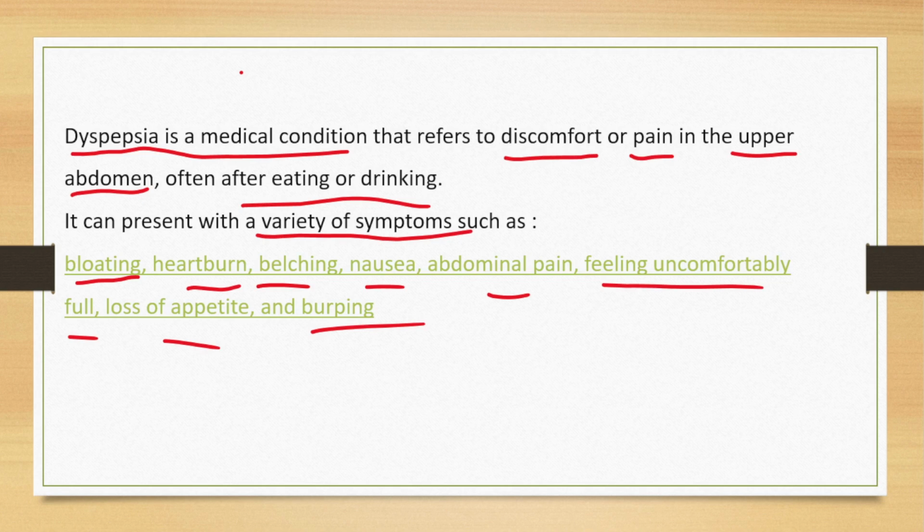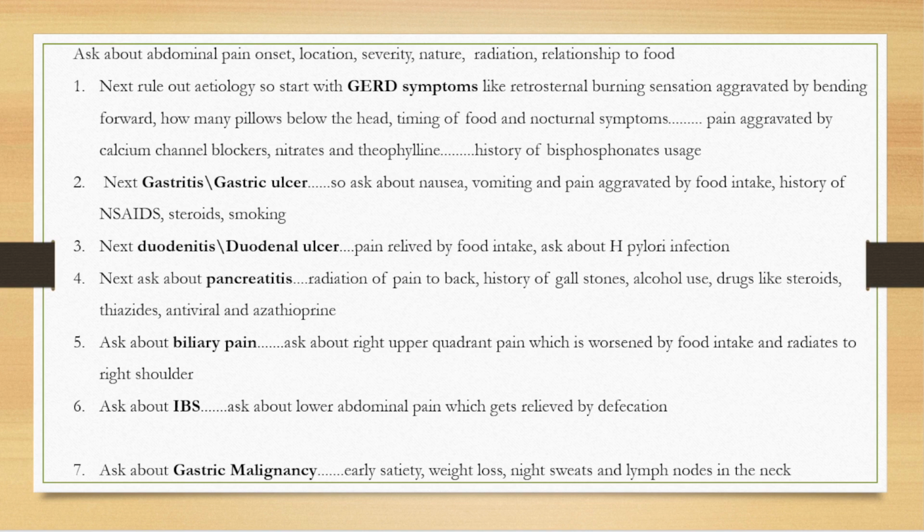So now the question is, what could be the conditions we should be looking for in case of dyspepsia. First, if the patient comes with upper abdominal pain, we ask about the onset, the duration, and the nature of the pain: is it burning, spasmodic, stabbing, sharp. Then we ask about the radiation, severity, and the relationship to food, which will tell us about the aggravating and relieving factors.